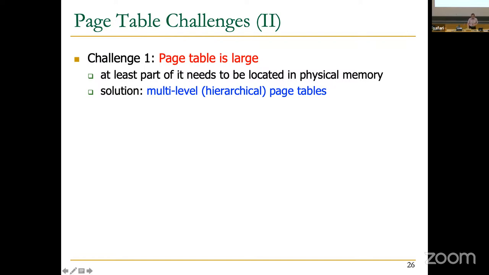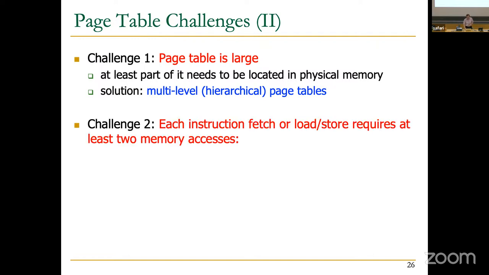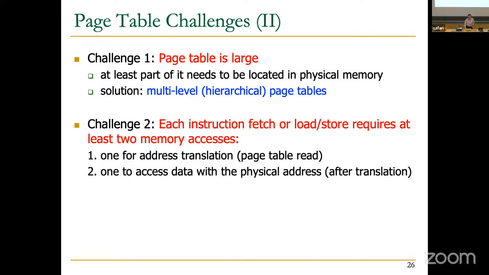So we solved the page table is large challenge using multi-level page tables at the cost of additional indirection, additional latency. Now let's talk about this latency issue, right? So basically, the second challenge is whenever you do address translation, each instruction fetch or load or store requires at least 2 memory accesses, assuming you get the translation whenever you access the page table, right? And assuming non-hierarchical page tables also. Basically, 1 memory access for address translation, you read the page table, and then 1 to access the data with the physical address after translation, right?